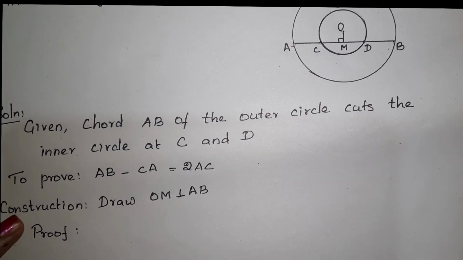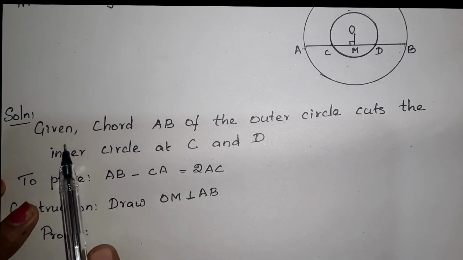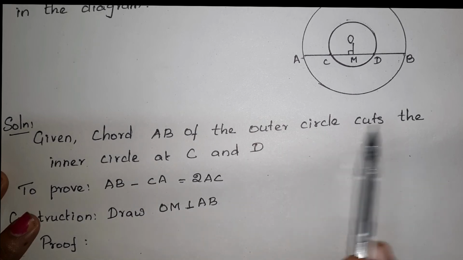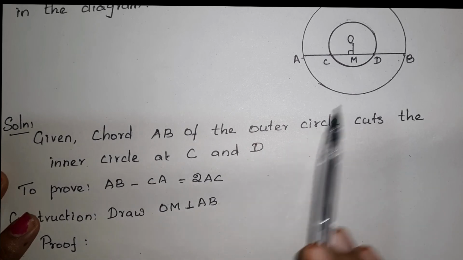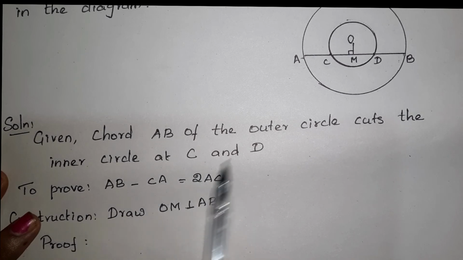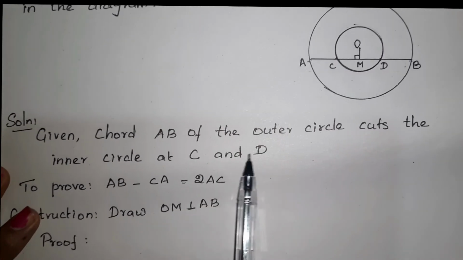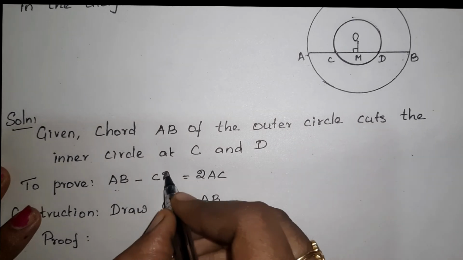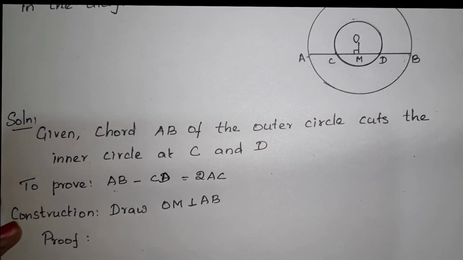So before that I have written everything here. See, the given thing I have written. What is given in the question: chord AB of outer circle cuts the inner circle at C and D. That is given in the question. That particular sentence I have written. Then we have to prove that, which is also given in the question. I have written: to prove AB minus CD is equal to 2AC.